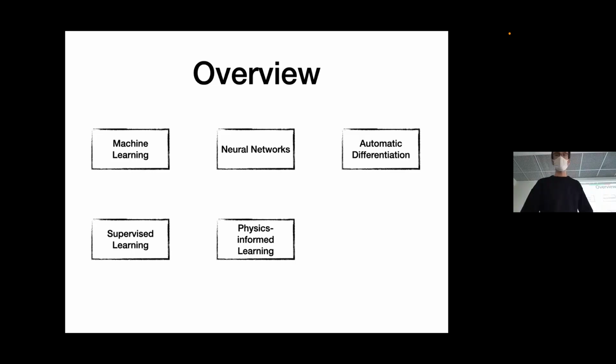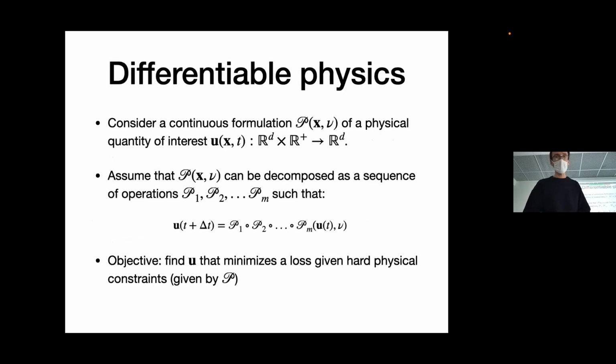there is another step where we can introduce more physical knowledge, and it's called differentiable physics. If you consider, like previously, a quantity of interest U, it can be a velocity field, for instance, and you have a physical equation, a continuous formulation, called here P. Usually in a numerical solver, maybe you can split this physical formulation into small parts. P can also be a composition of small functions. We can directly implement this P, these small functions.